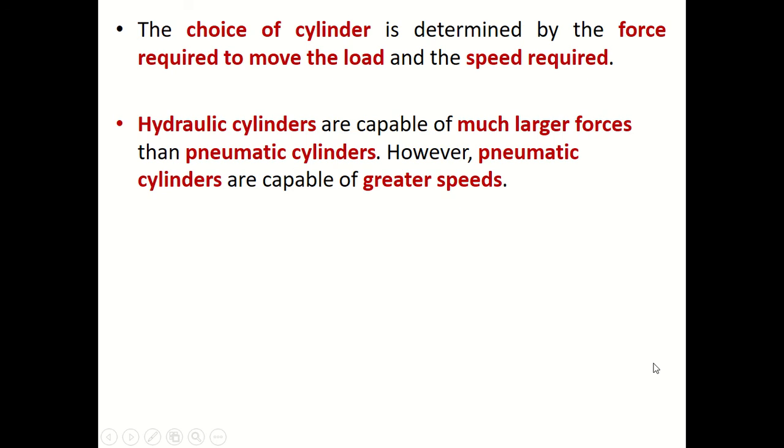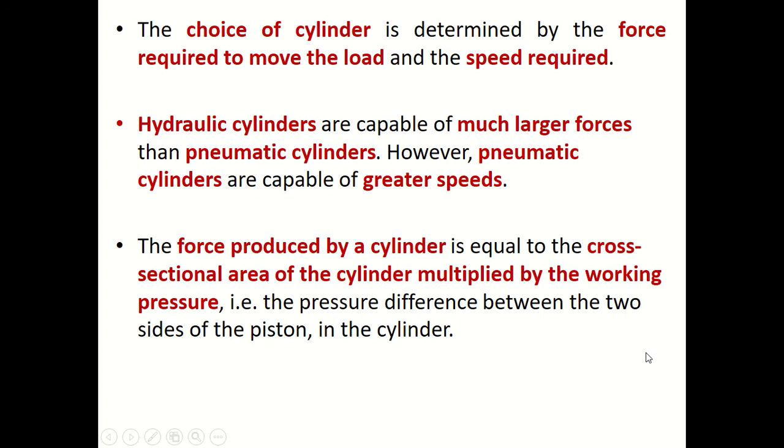Now you may please note that hydraulic cylinders are capable of much larger forces than pneumatic cylinders, whereas pneumatic cylinders are capable of greater speeds. The force produced by the cylinder is equal to the cross-sectional area of the cylinder multiplied by the working pressure, which is the pressure difference between the two sides of the piston, into the cross-sectional area.